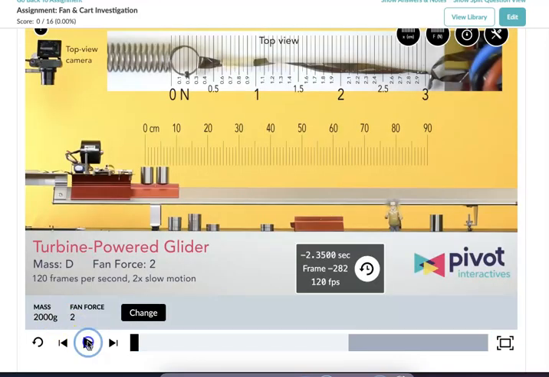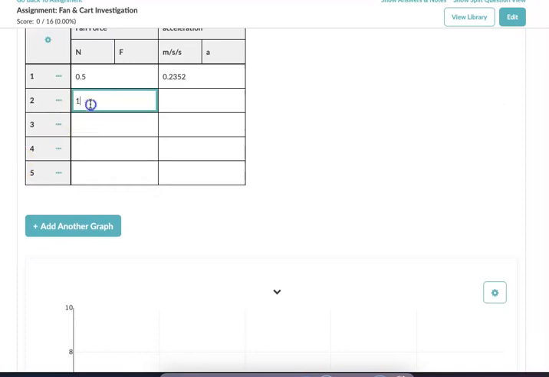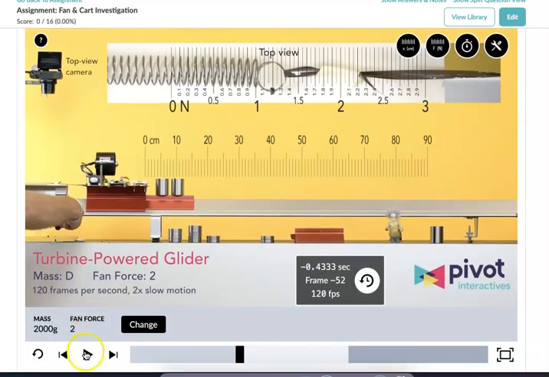Once it's loaded, I'm going to press play to tell me how much force this fan force is applying. I'm going to pause it just so I can see. And I know it's a little bit over 1, but let's just round it to 1. Yep, I already put it. It's already 1. And I'm going to wait for it to be cut.